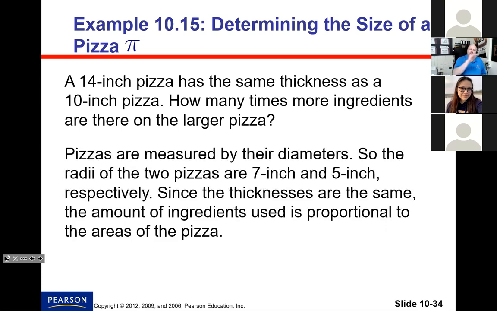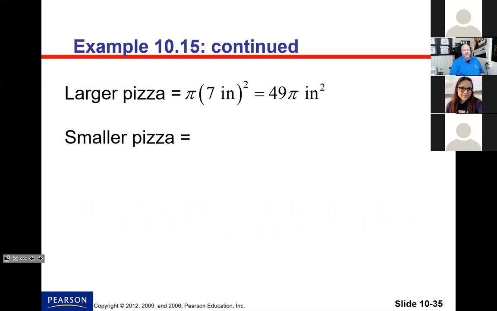So pizzas are measured by their diameters. So when we want to do anything with area, we have to talk about the radii. Radii is the plural of radius. So the radii are 7 and 5. The 7 is the 14-inch pizza, the 5 is the 10-inch pizza. Same thickness, so it doesn't matter. What we want to figure out is the area of each. So the larger pizza is pi times 7 squared. 7 squared is 49. And what is 49 times pi? Just so we have a size. Doesn't really matter. 49 times pi.